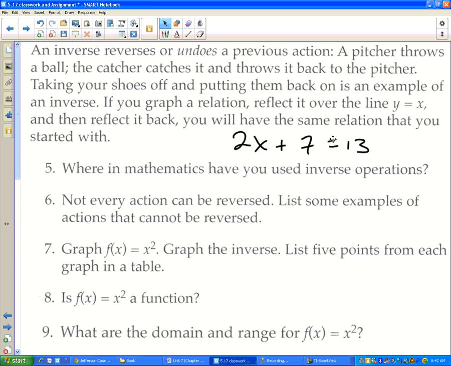So number 5, write down something for those inverse operations. Like that example I wrote up there, 2x plus 7 equals 13. Subtracting 7 from both sides is inverse operations. Dividing by 2 on both sides is inverse operations. Taking the square root of x squared is an inverse operation.